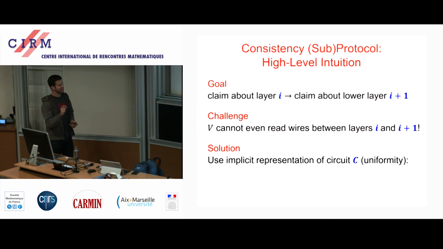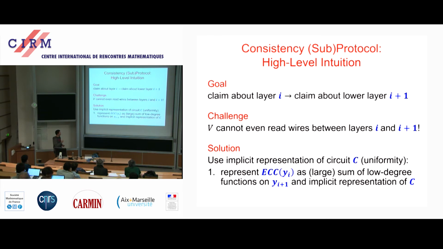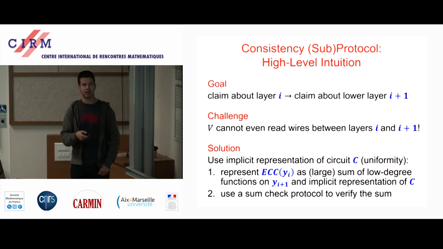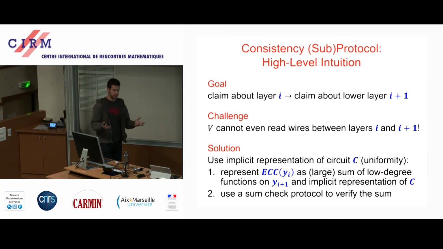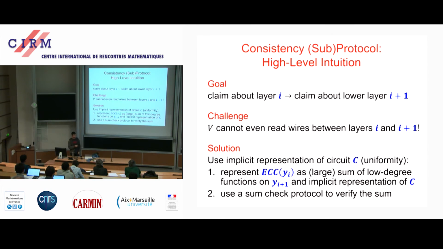And then, as you're saying, we have a function that computes the wiring of the circuit, and in fact this function, with some work, we can get to be itself a low-degree polynomial. And then what we do is we represent the encoding of layer I as a large sum of very low-degree functions on the values of layer I plus 1, and on this implicit representation of the circuit that itself is a low-degree polynomial, and we use a Subcheck to verify that the claim being made about this large sum is correct. So the Subcheck lets us verify big sums. All we need to do is represent the encoding of layer I as a large sum on the values in the encoding of layer I plus 1. And then we use a Subcheck, and we go home happy.